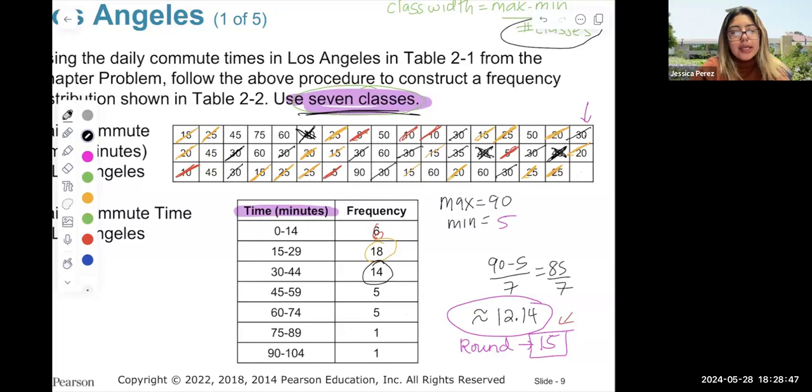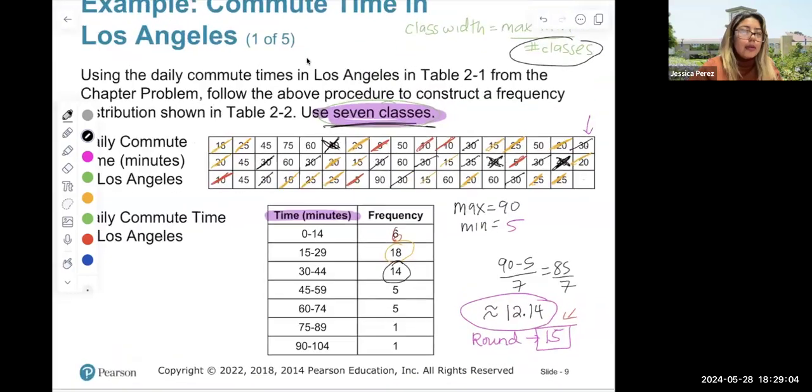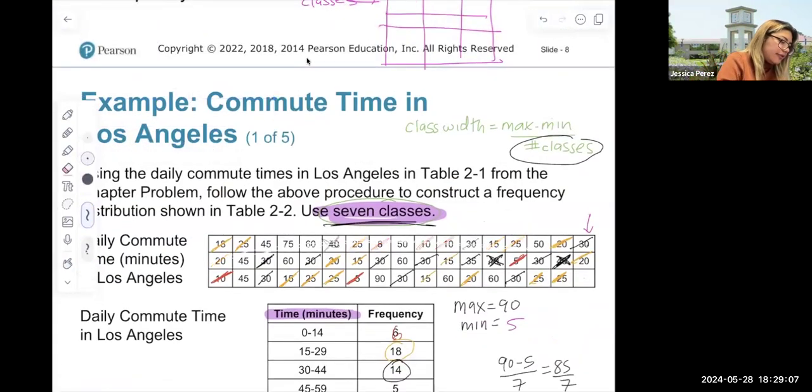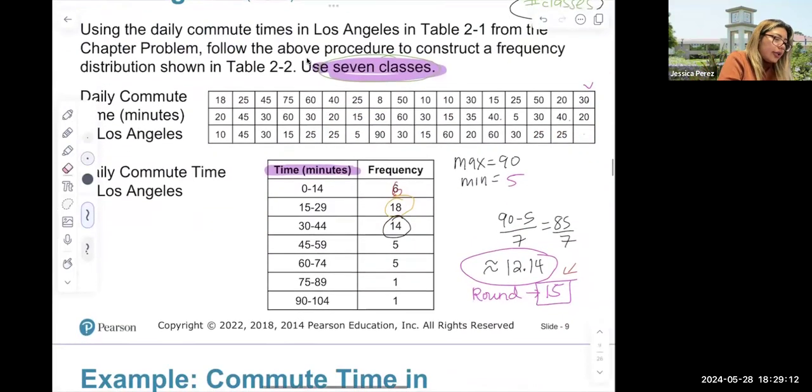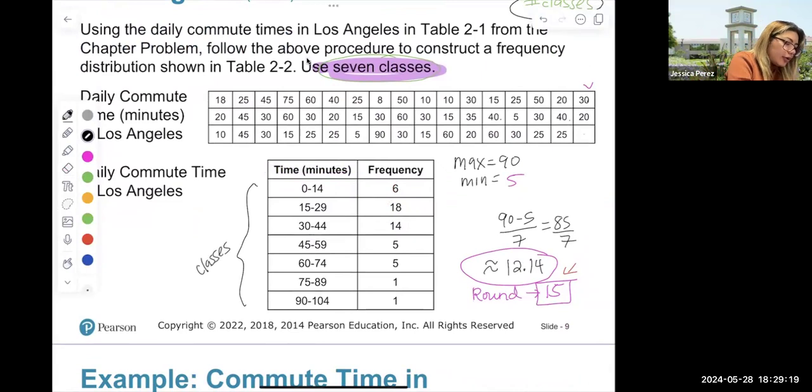So if I sum them, and you guys will have a calculator, 6 plus 18 plus 14 plus 5 plus 5 plus 2, there's 50 in total. Right? So the number of total values in there is 50. Okay. So this is called a frequency distribution table. On this side, we have the number of classes. So that corresponds to 7. 1, 2, 3, 4, 5, 6, 7 classes.